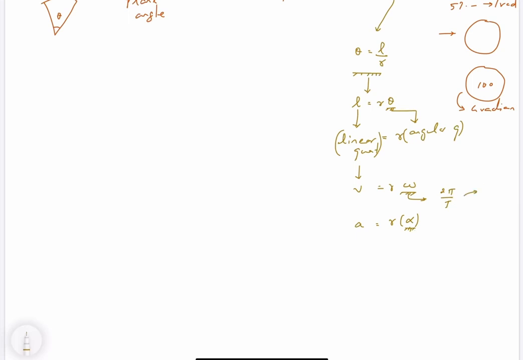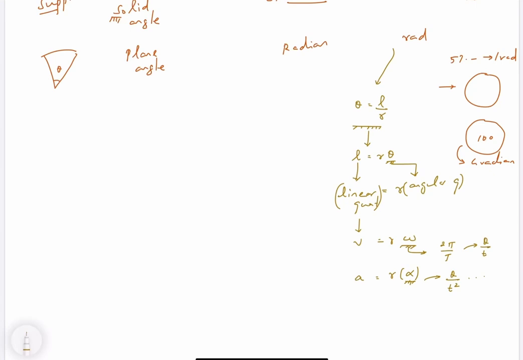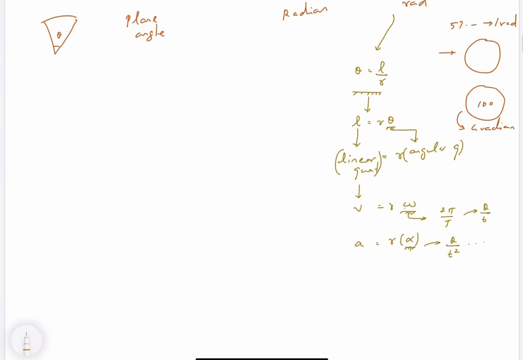This is actually nothing but theta by t. This is theta by t square and so forth. As we will see, this is also very important so that you can derive the physical quantity. You can derive its dimension. Let's say in a question they ask you to derive angular acceleration, the dimensional formula of angular acceleration, or the dimensional formula of angular velocity. It's easy. You know about linear velocity.